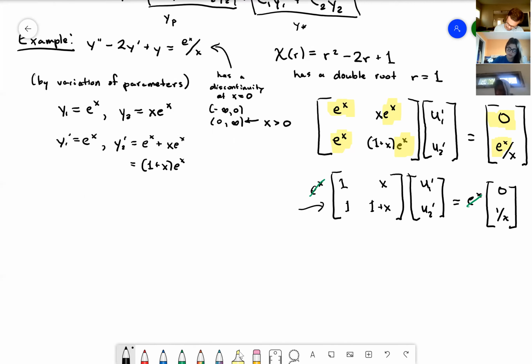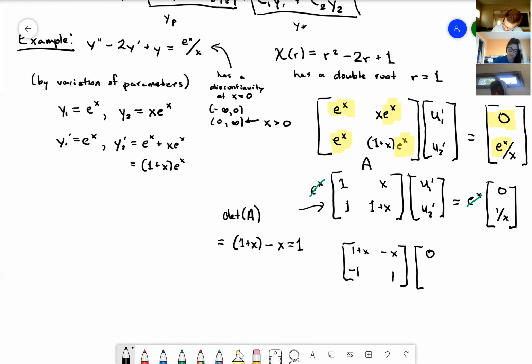And the determinant of this thing, which I'll call A, is equal to 1 plus x times 1 minus 1 times x. So that's just 1. The determinant of this is just 1. So it'll be easy to invert this thing. So we'll take the matrix, we'll divide it by its determinant, that's just 1, and then we'll swap the diagonal entries. Try to avoid the compulsion to make my 1s look fancy. So let's write it like that. And this is equal to 0, 1 over x.